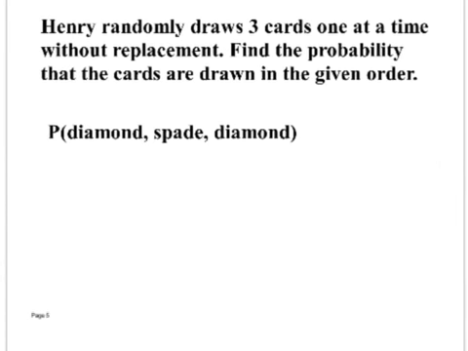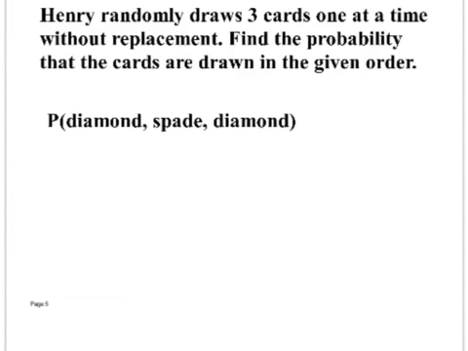Alright, so you need to write this down. It says that Henry randomly draws 3 cards one at a time without replacement. Find the probability that the cards are drawn in the given order. Okay? So this is a dependent event because the first card will affect the second card drawn, right? Because you can't draw the same card twice. And the third card can't be one of the first two. So I need to find out what the probability of drawing a diamond, then a spade, and then another diamond is.